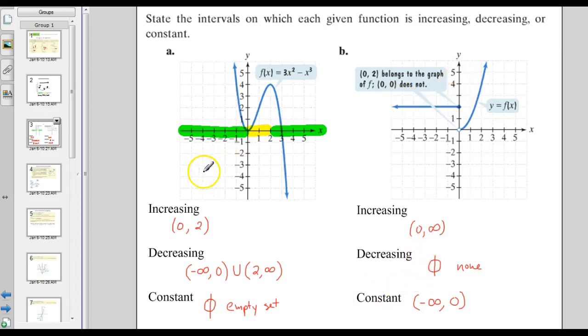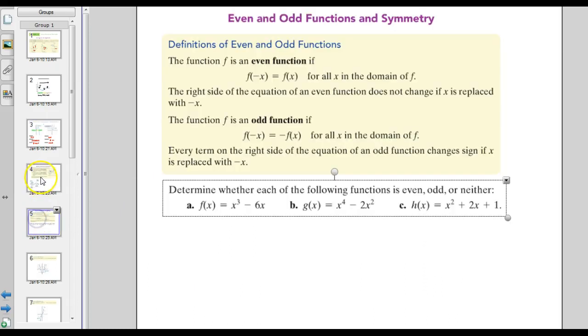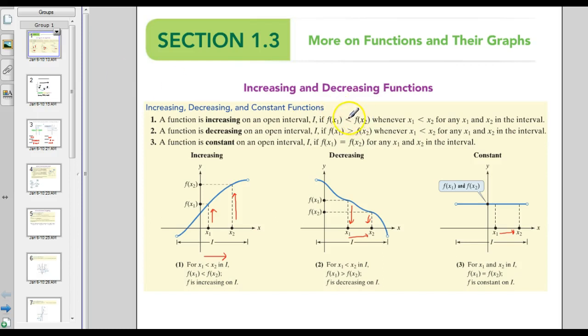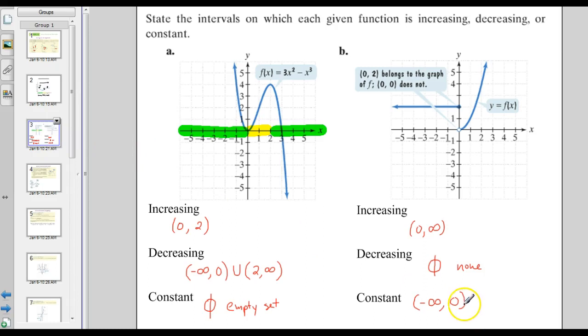because if you go back and look at your definitions for increasing, decreasing, and constant intervals, we always have these strictly greater than, strictly less than symbols. Okay. So we don't include that endpoint for any of these intervals. So just leave it blank.